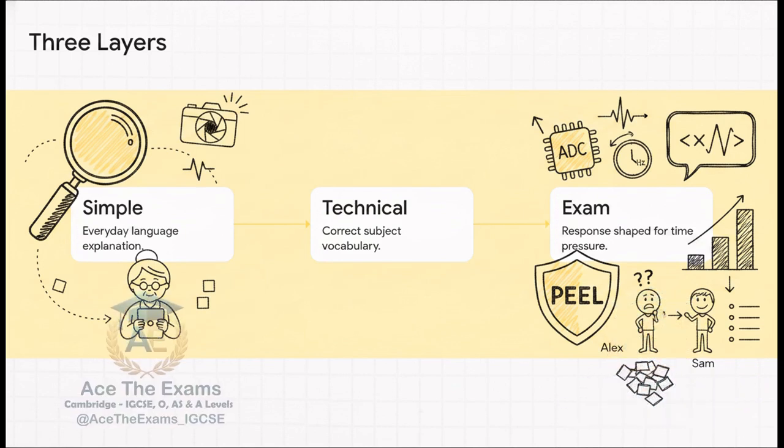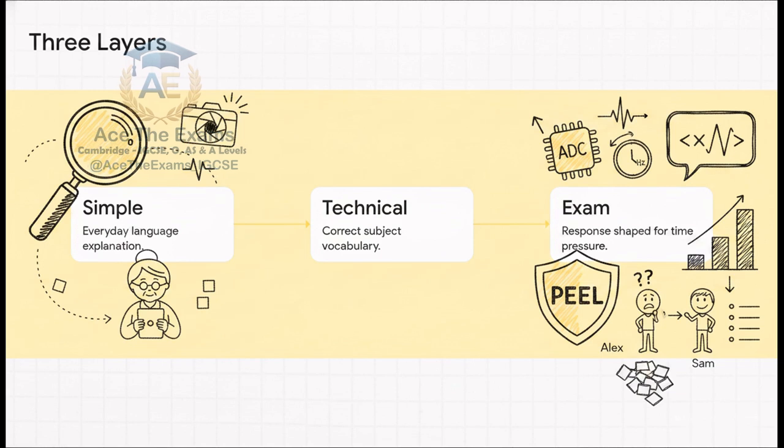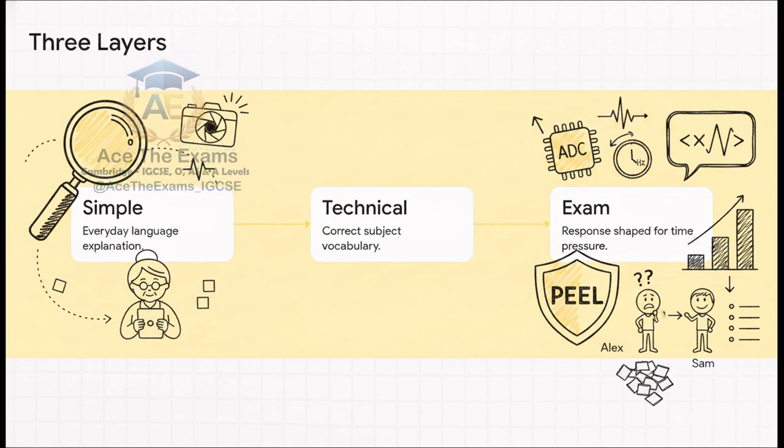Step 2 is the technical explanation, pulling in the correct subject vocabulary. This is where you introduce terms like amplitude, analog to digital converter, and hertz. Finally, step 3 is the exam explanation, shaped specifically for time pressure. This is where you deploy that PEEL framework we just talked about.